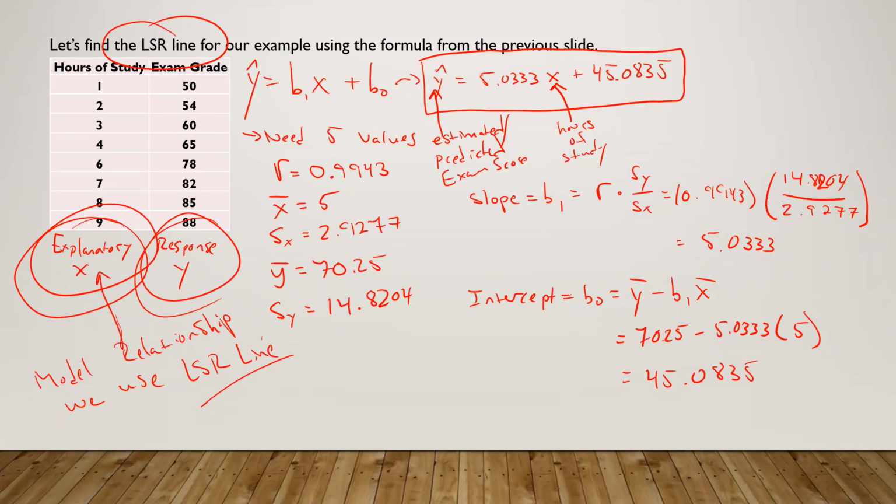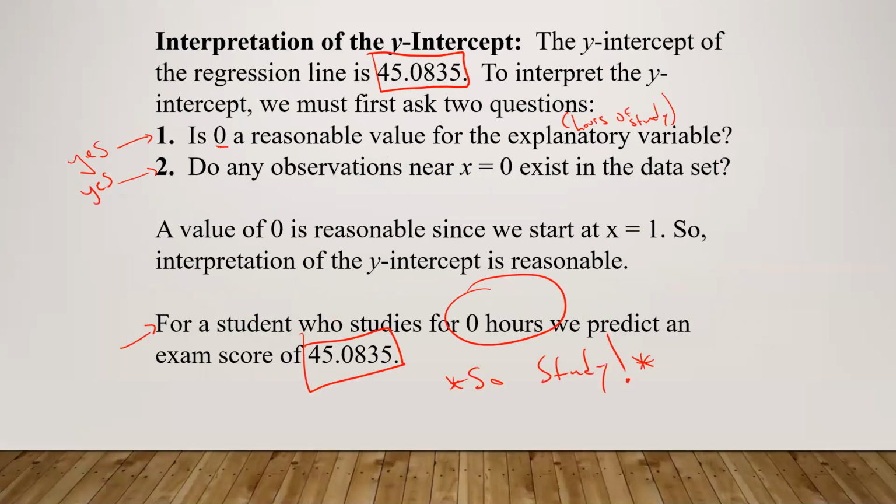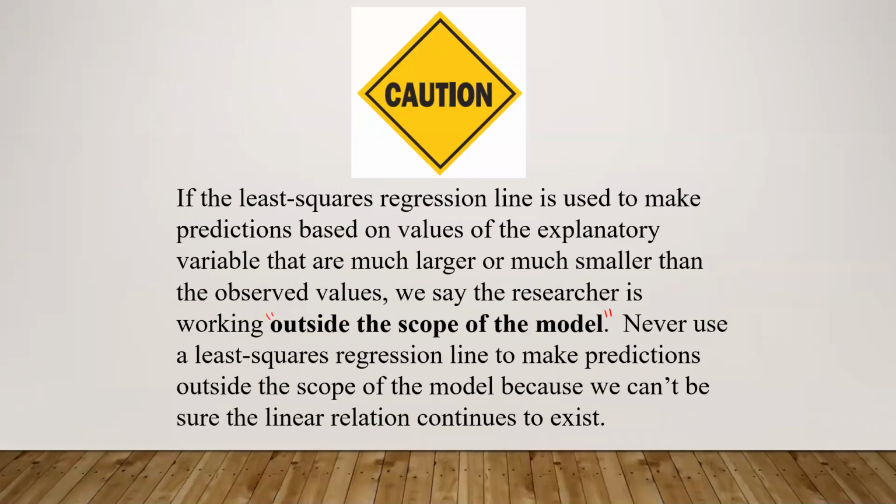And honestly, what would probably happen is after a certain point, the marginal rate of return of studying diminishes. So you'd study initially and see a linear progression in your knowledge or your exam score, but then after a while, studying an additional hour won't give you any benefit for your exam score. So we're only going to use this to make predictions close to observed values, okay?